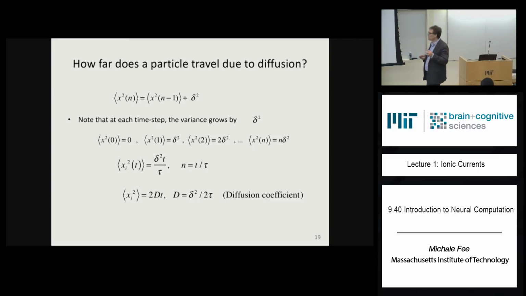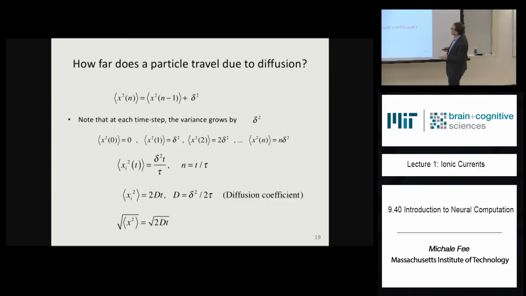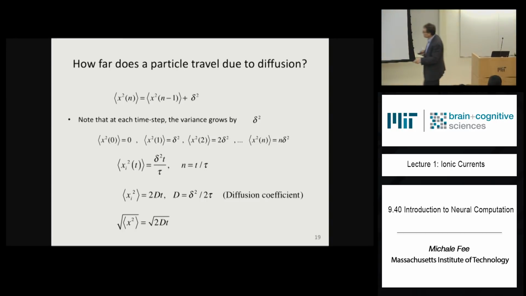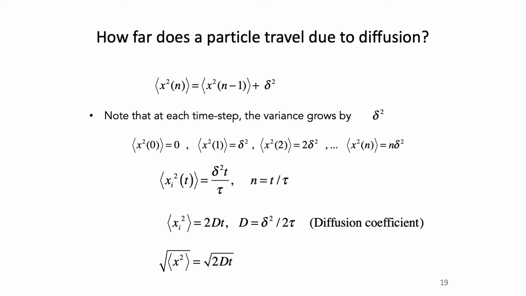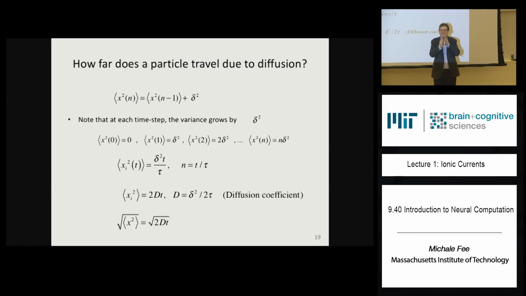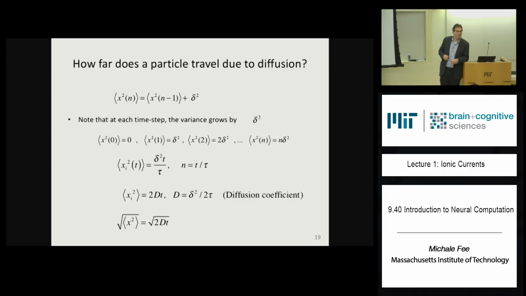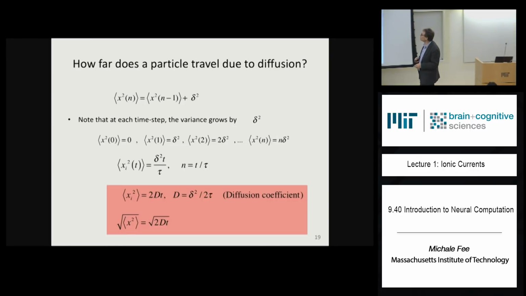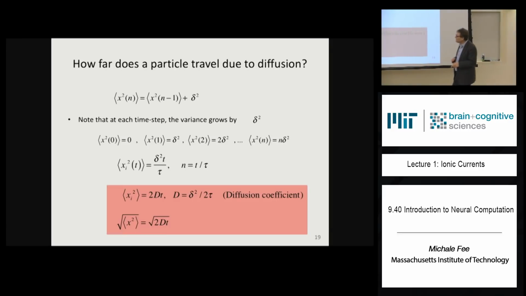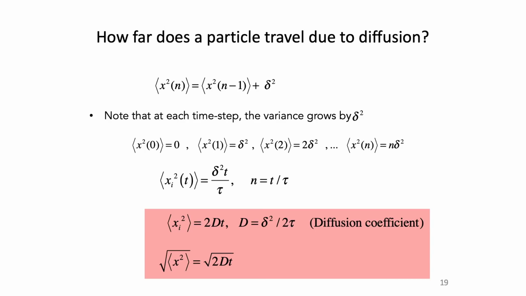Any questions about that? So now, here's the answer. The variance is growing linearly in time. What that means is that the standard deviation, the average distance from the starting point, is growing as the square root of time. Okay, and that's key. I want you to remember that. The distance that a particle diffuses from its starting point, on average, grows as the square root of time.